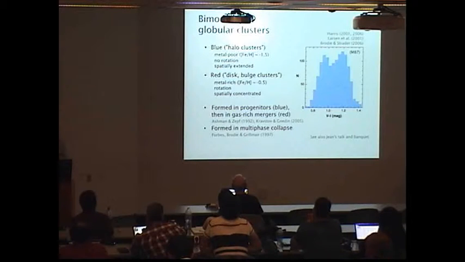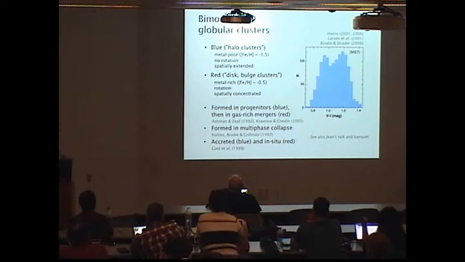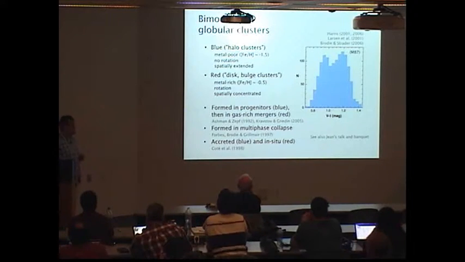There is also the population by Duncan and Jean and Carl about the multi-phase collapse, formation in different steps for the two populations. And yet another scenario where the blue cluster has been accreted on the galaxy and the red one formed in situ.